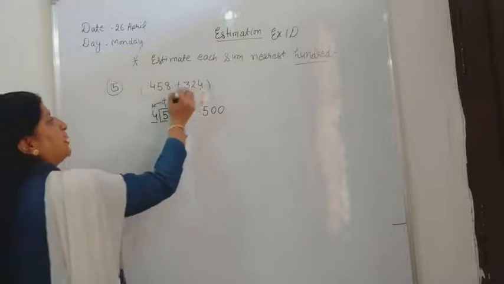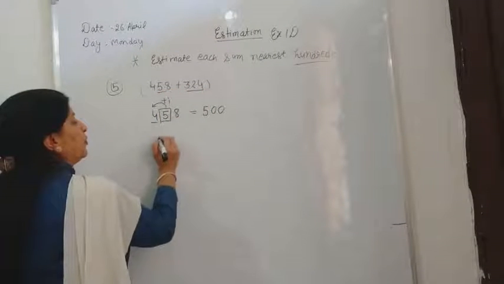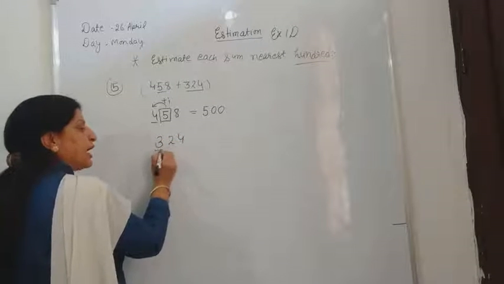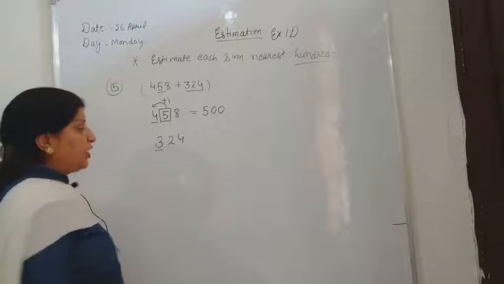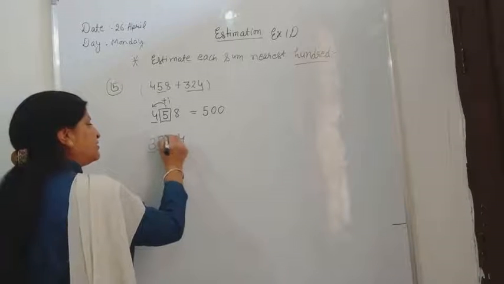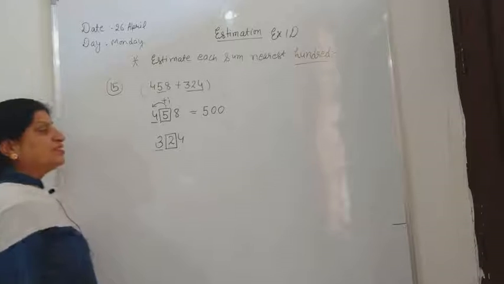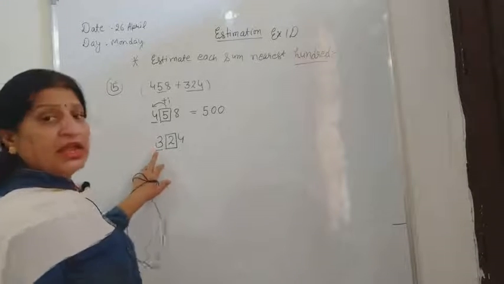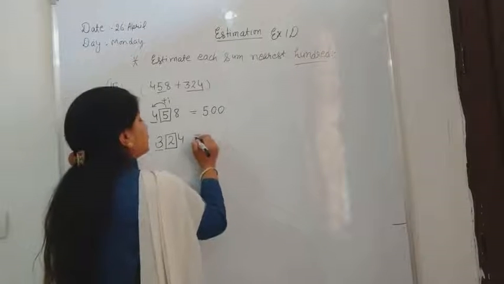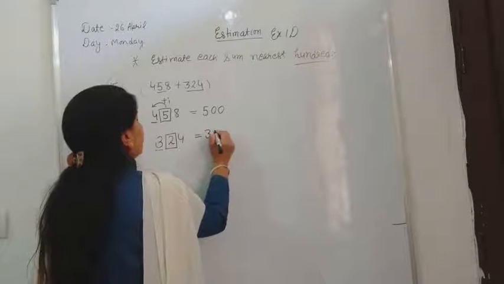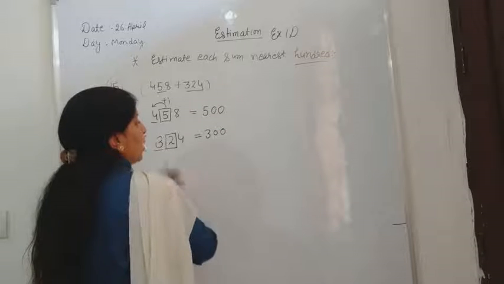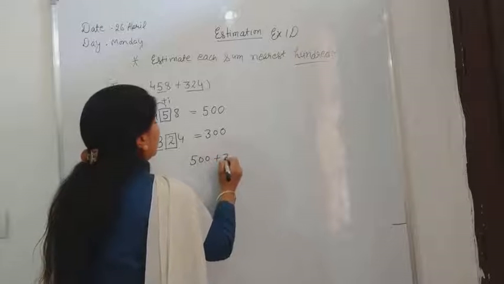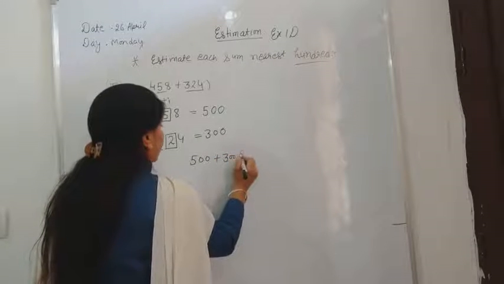Now our next number is 324. So we write here 324. Again we see that at 100 place the number is 3. At tens place the number is 2. Because this number is less than 5, that's why we write this 3 as it is and replace the ones and tens digit by 0. So after adding these numbers, we get 500 plus 300, that is equal to 800.